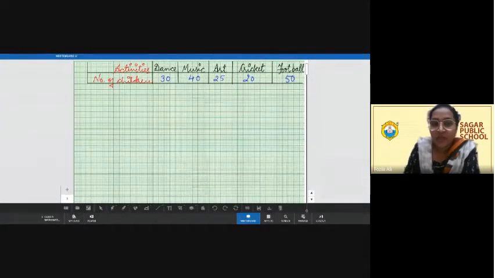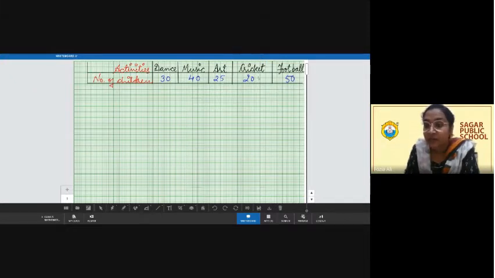given to us is we have few activities and we have number of children. As you can see, we have activities as dance, then we have music, then we have art, cricket and football. And number of children who like dancing is 30. Number of children who like music is 40. Number of children who like art is 25. Number of children who like cricket is 20. And number of children who like football is 50. We need to make a bar graph for it.